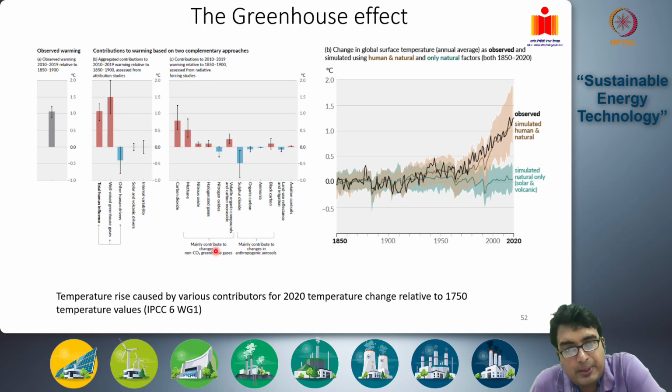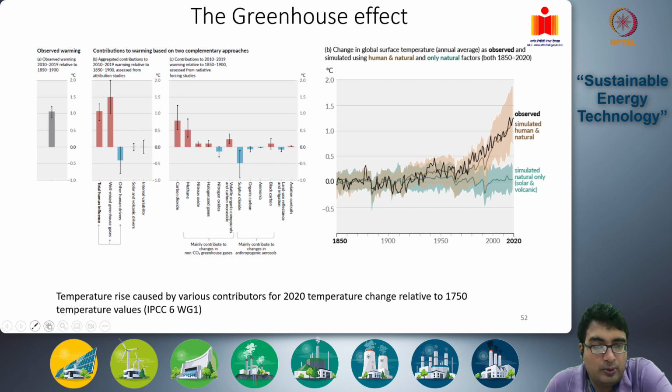We have looked at CO2 emissions and greenhouse gases. Here from the IPCC 6th assessment report, I have collected certain key figures that tell us what the impact of these greenhouse gases is on our climate, and why that is harmful to our future generations and to us today. So here, let's look at it in a little bit more detail.